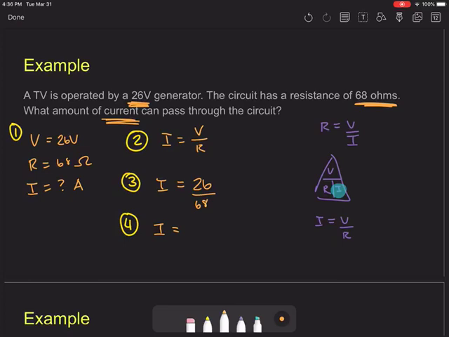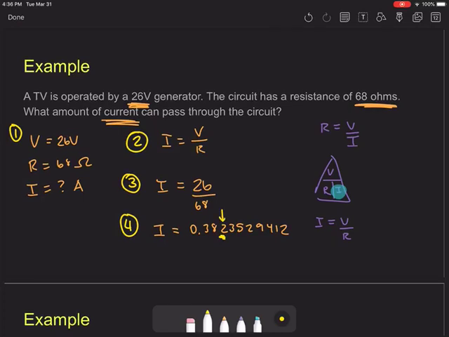We plug this into our calculator, we go 26 divided by 68, and we'll round to 2 decimal places here. So in your calculators, you should get 0.3823529412. If we round to 2 decimal places, we're looking at our third decimal. Because it is a 2, we're going to round down. So we should get 0.38. And of course we need our units. Since this is current, our units are in amps. We have a box around our final answer, and we are going to call it a day. So 0.38 amperes of current will pass through the circuit.